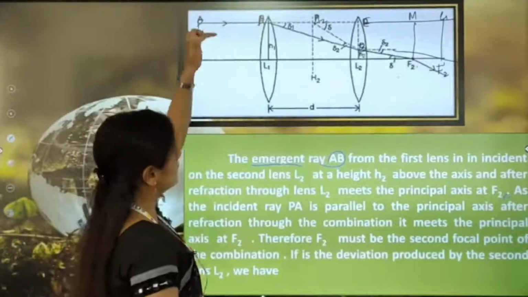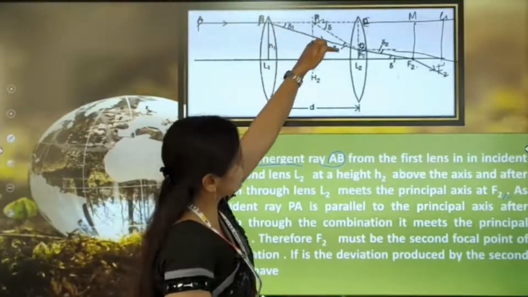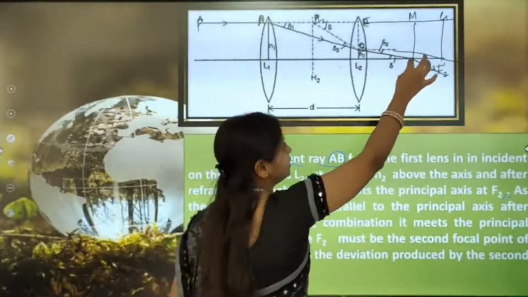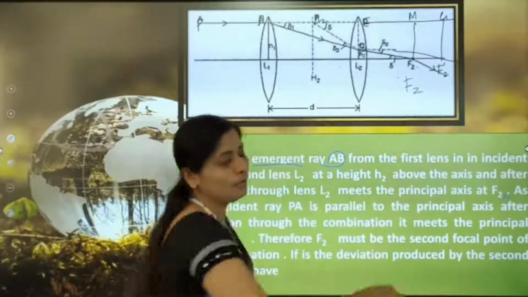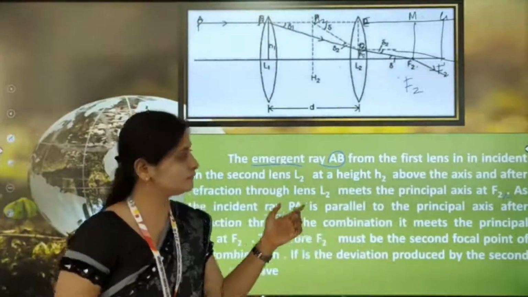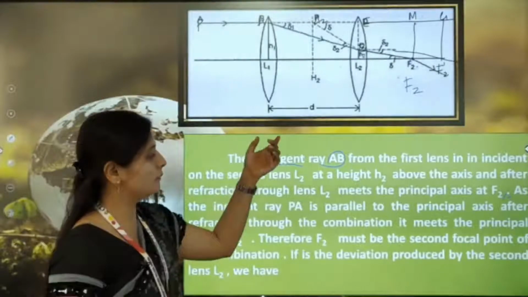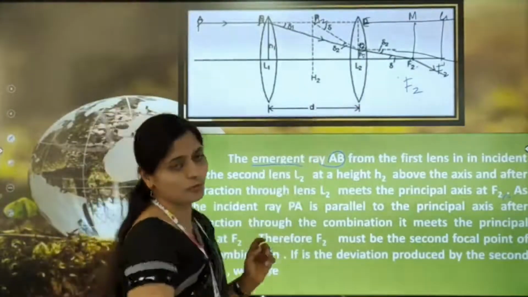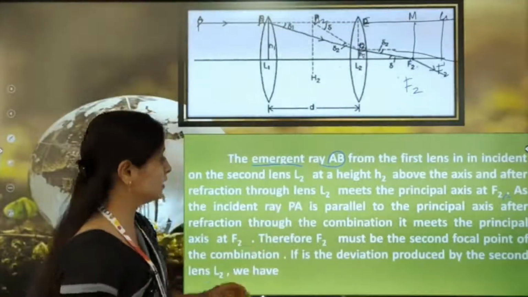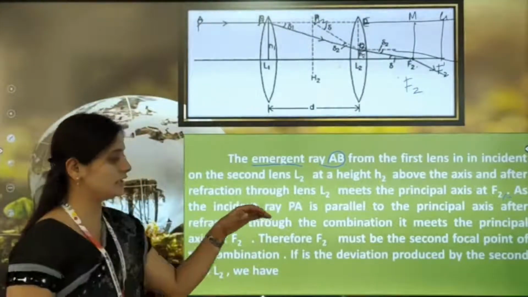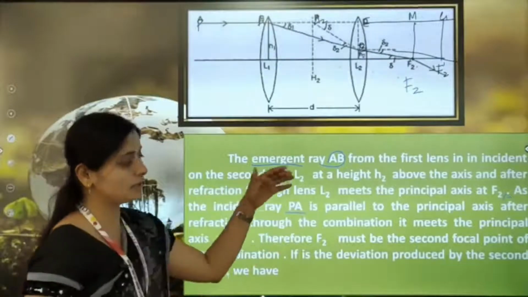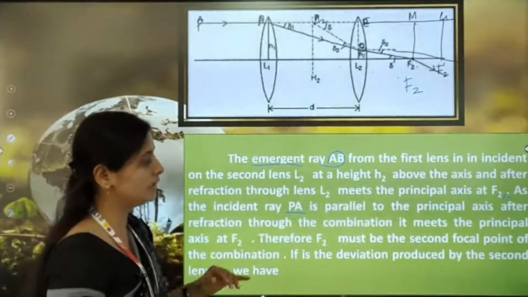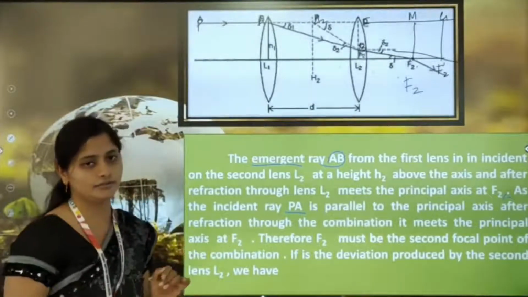So see here, after the incidence, what happened? The ray goes in the same direction and meets the point F2. F2 is what? That is nothing but the principal focal point, the focal point on the principal axis. As the incident ray PA is parallel to the principal axis, after refraction through the combination it meets the axis at F2.